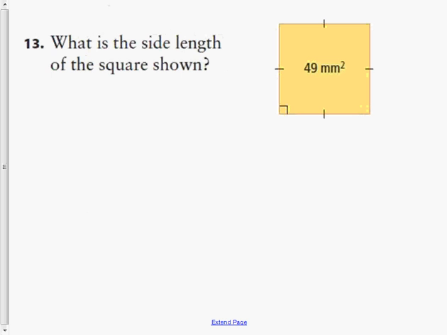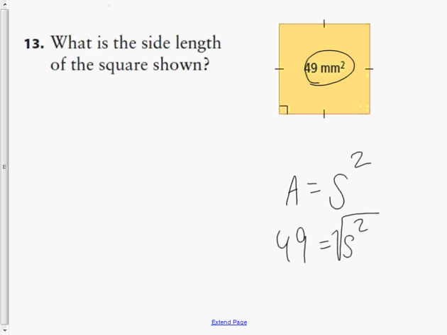Question 13, what is the side length of each square shown? Since its area is 49, I can write my formula. Area equals side squared. 49 equals side squared. I don't want to know what side squared is. I want to know what side is. So the square root of both sides will isolate for s. The square root of 49 is 7, and therefore the side length is 7 millimeters.